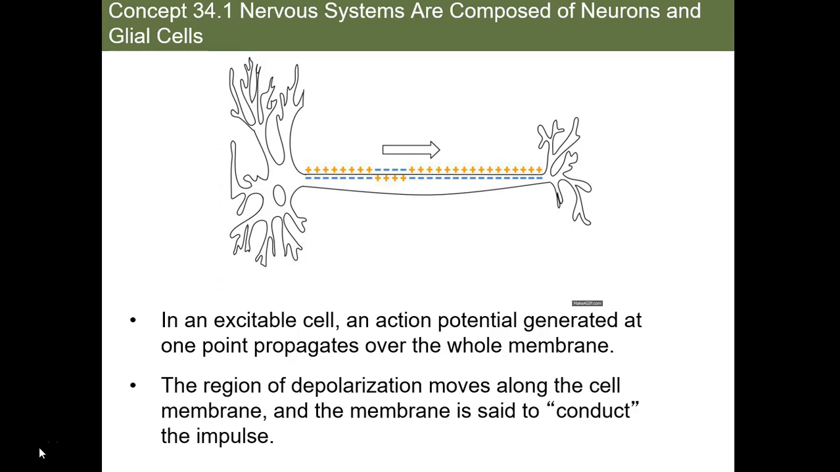In an excitable cell, like a neuron, an action potential generated at one point propagates over the whole membrane. A region of depolarization moves along the cell and the membrane is said to conduct the impulse.